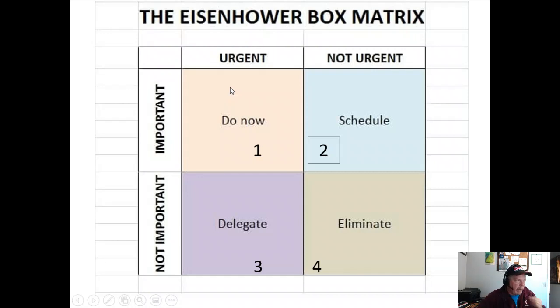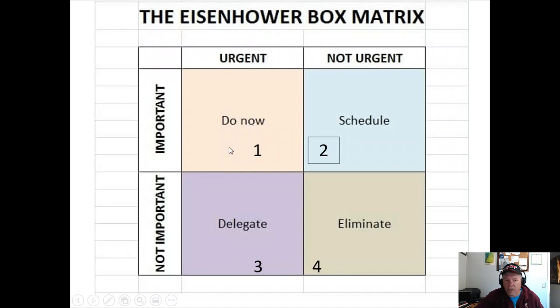All right, the second box. This comes from President Eisenhower way back when. Okay? And this gets to the idea of important and urgent. Okay? And what he did was he took those ideas and he made 4 boxes.